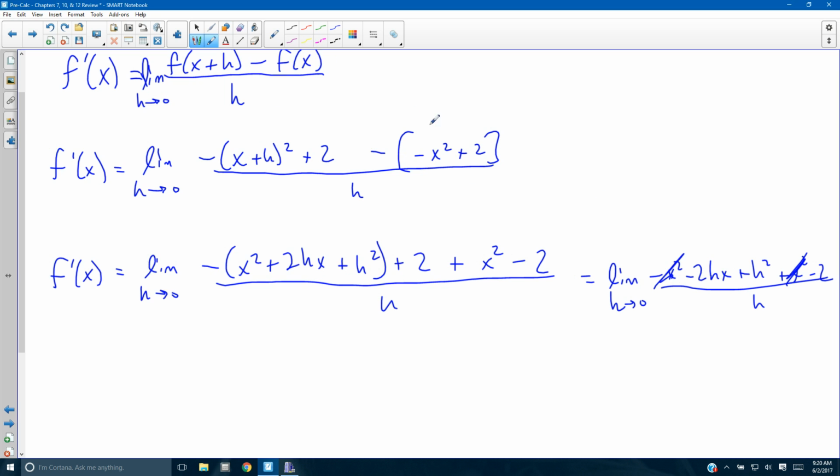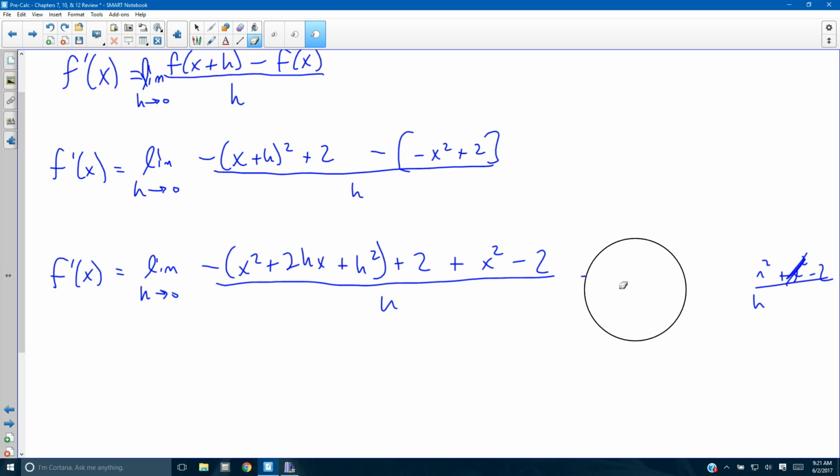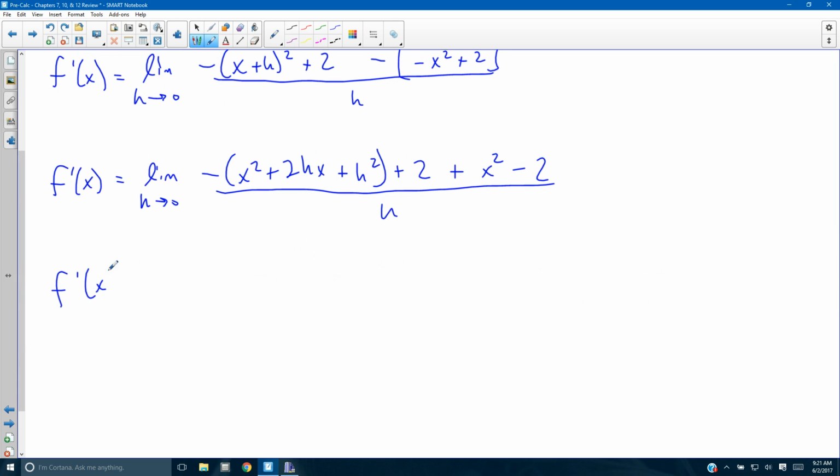I'm missing a lot of terms here. Hang on. Let me rewrite that. Let's do it on the bottom. I thought I was running out of room. Let's do that one more time. Sorry. F prime of x equals the limit as h approaches 0 of negative x squared minus 2xh, or hx, minus h squared plus 2 plus x squared minus 2, all divided by h.